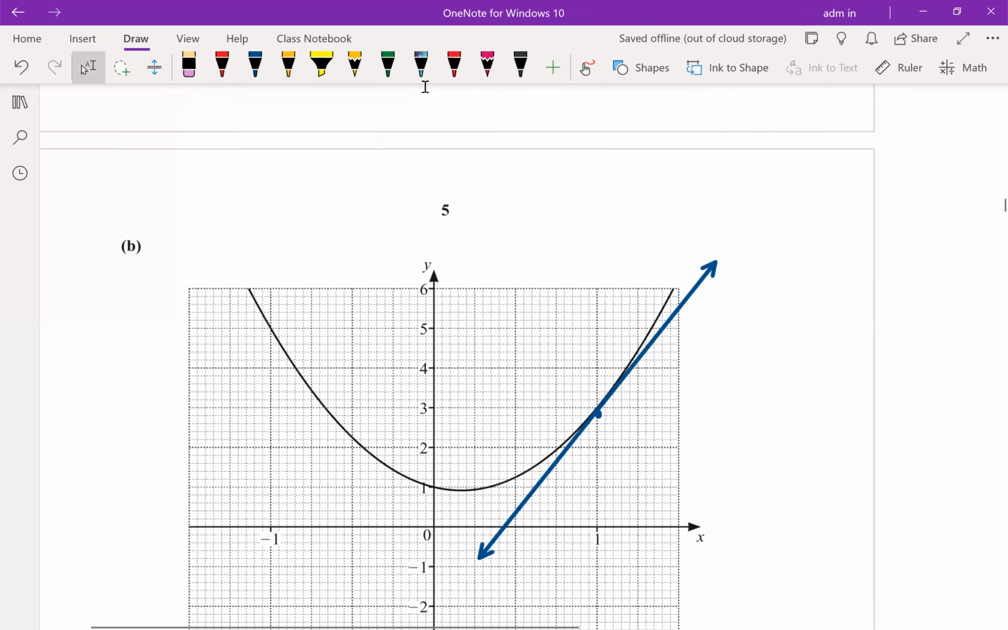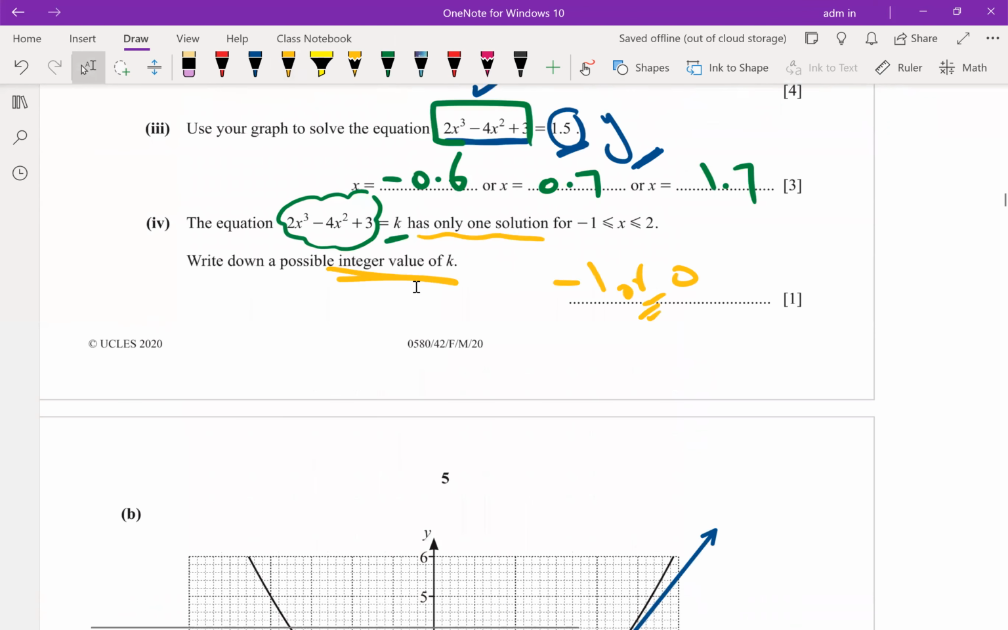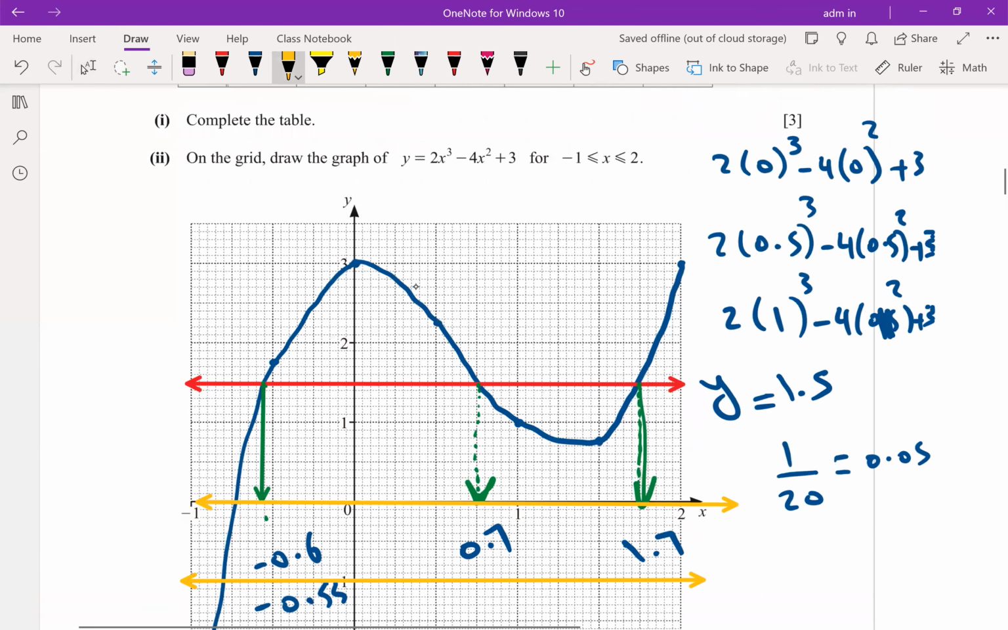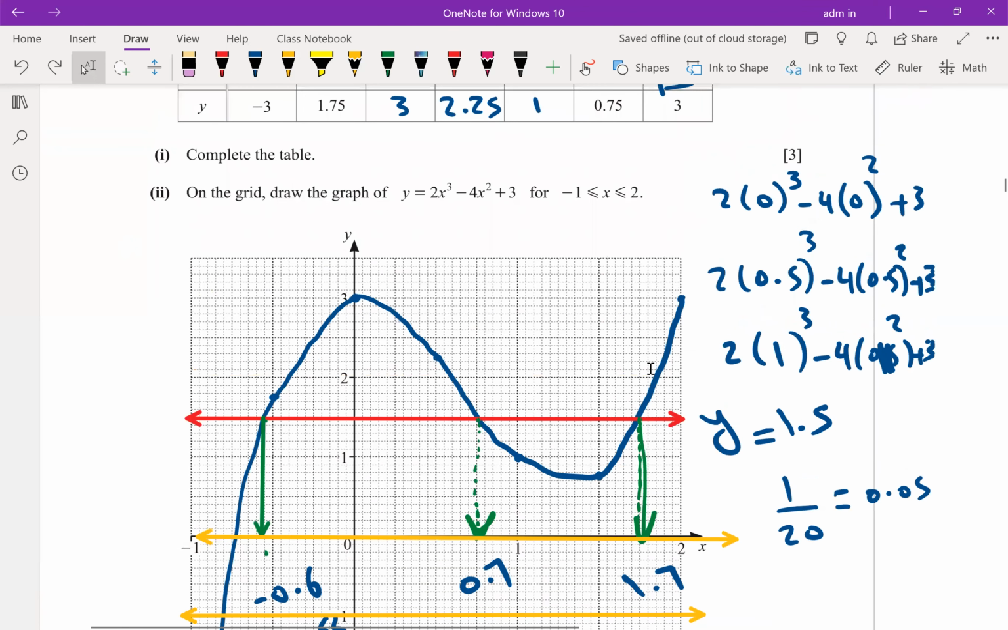Why did we make the line cut only 1 point, not 3? Because the question says it has only one solution. If it says 3 solutions, you draw a line like the red one. If it says 2 solutions, you draw a line that cuts at 2 points. Clear? I explained the cases of K may be one solution or 2 or 3.